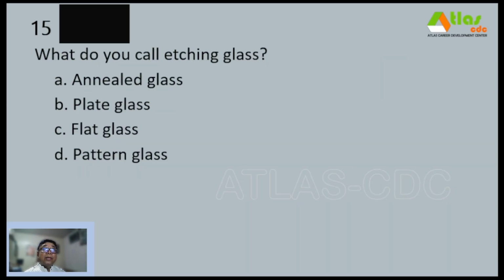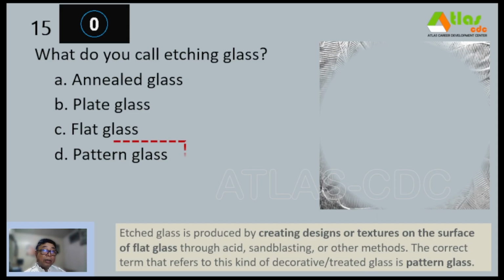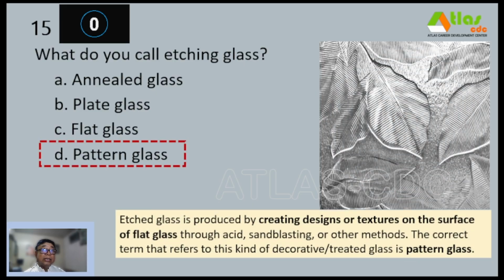Number 15. What do you call etching glass? A. Annealed glass, B. Plate glass, C. Flat glass, and D. Patterned glass. And our correct answer is letter D, patterned glass. So etched glass is produced by creating designs or textures on the surface of flat glass through acid, sandblasting, or other methods. The correct term that refers to this kind of decorative treated glass is patterned glass.